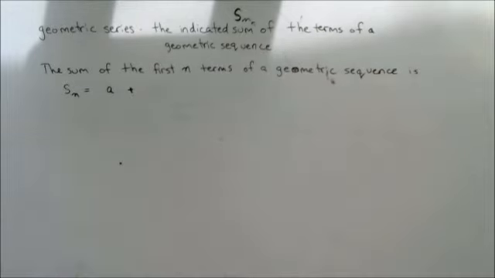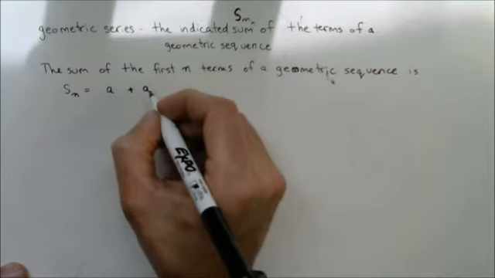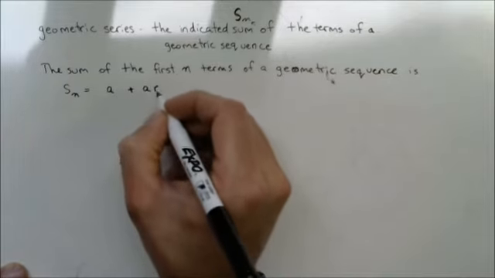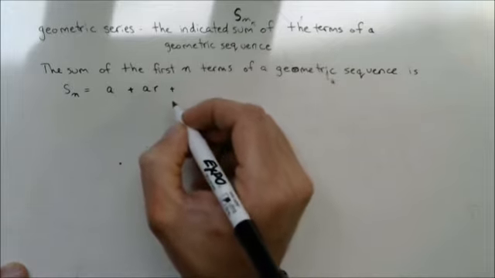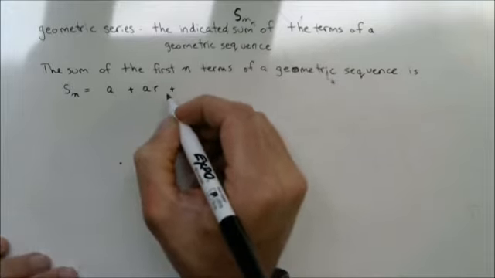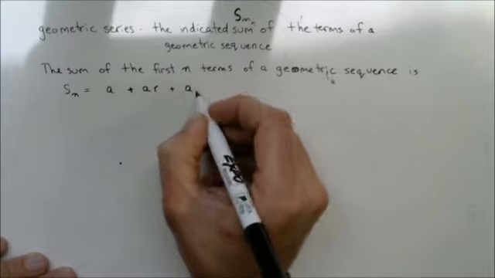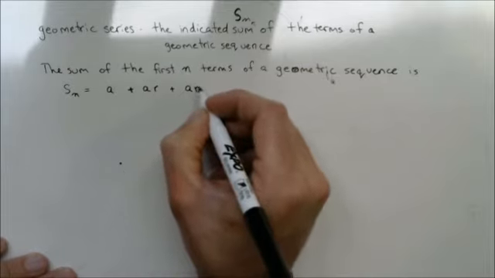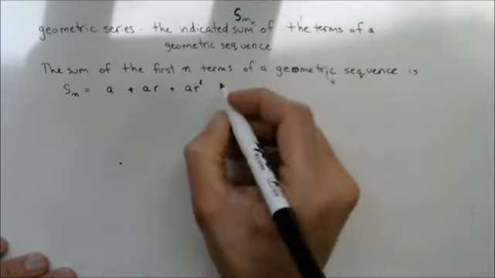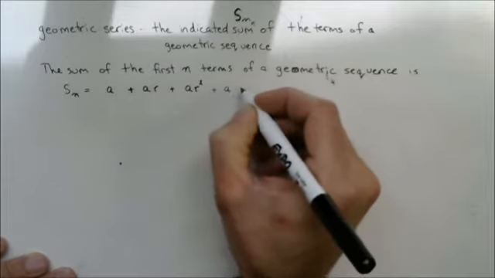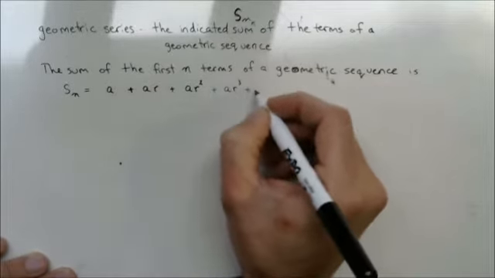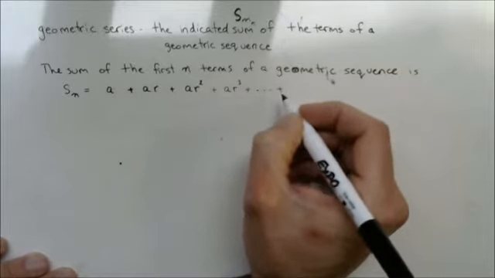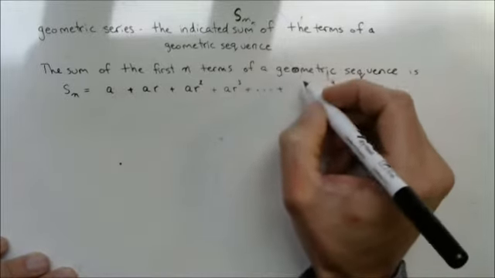And what's the second term in a geometric sequence? Well, it's simply the first term times 1 factor of the common ratio. What is the third term? It's the original term, and now you've multiplied it by r twice. The third term, a times r to the power of 2, and then the fourth term. And it carries on like that until you get to the end.